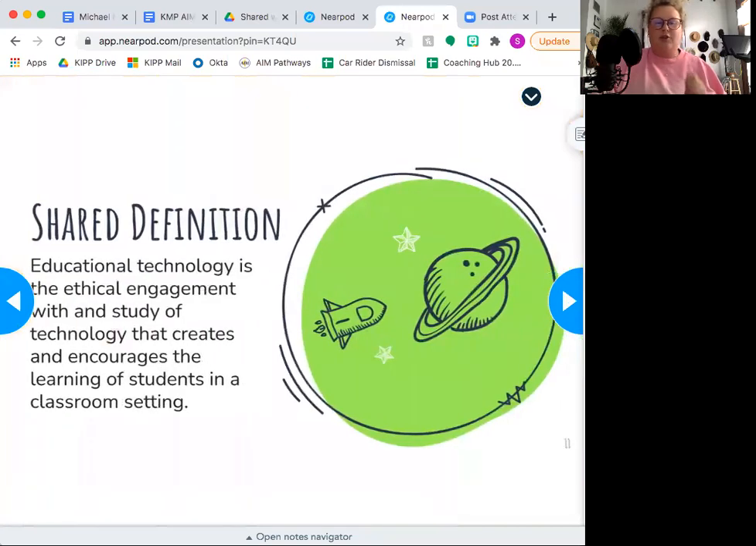Together, we can create the shared definition of educational technology. Ultimately, educational technology is the ethical engagement with and the study of technology that creates and encourages the learning of students in a classroom setting.